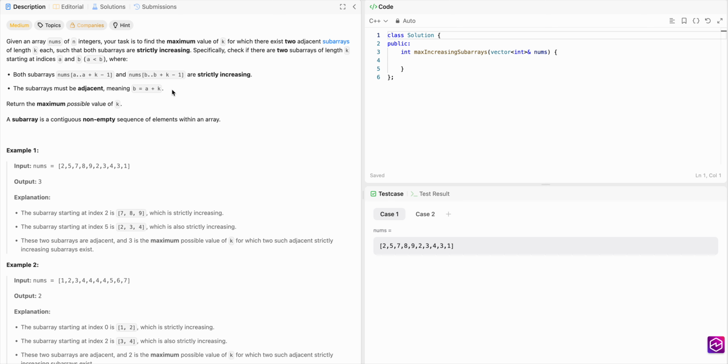5, 7, 8, and 9, 2, 3. So both of them have to be strictly increasing, right? So in this case, the answer is 7, 8, 9, and 2, 3, 4, right? So they are increasing, and then they decrease once, and then they increase again. So we need to find out such structured points.